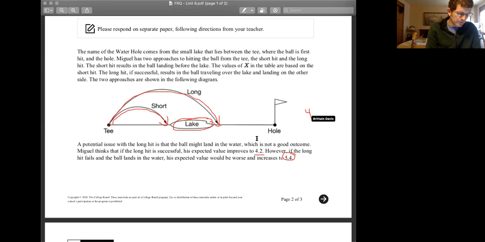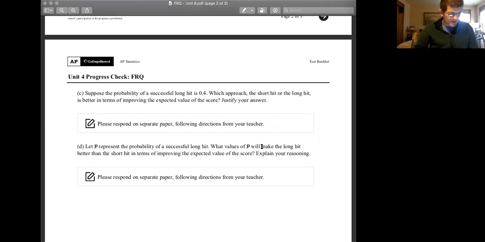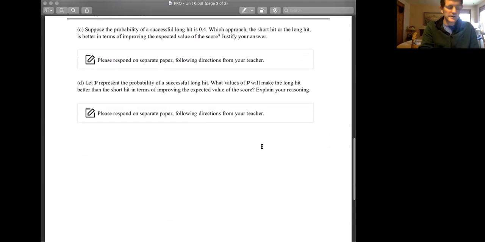So we could go from 4.55. If he makes it, and I'll put a 0.4 right here to say it's 40% chance, he's at 4.2. If he misses, which means it's a 0.6 chance of that, it's a 5.4. Okay, so the question that we're now going to answer is, suppose the probability is 0.4. I kind of jumped ahead a little bit. If the probability is 0.4, which approach is better in terms of improving the expected value of the score? I'm just going to run through it quickly, but this one might be one where you need to sit there and think about it for a while.